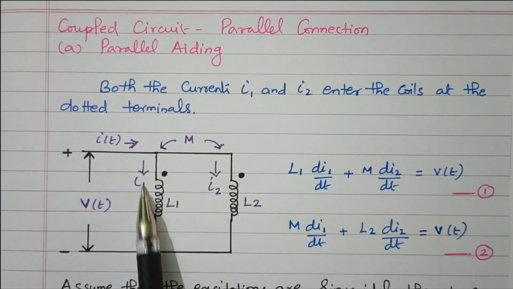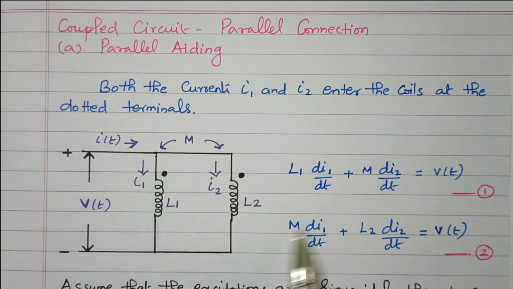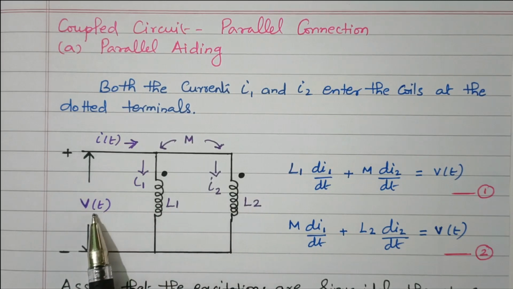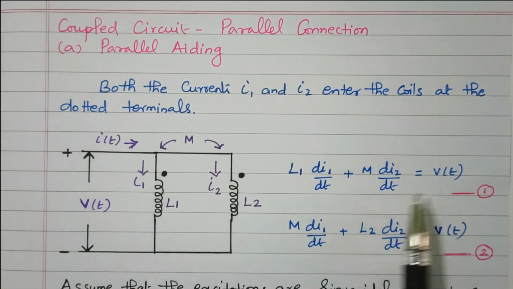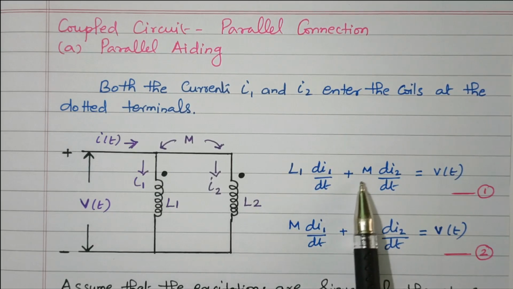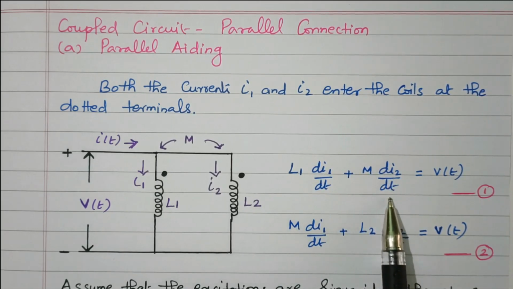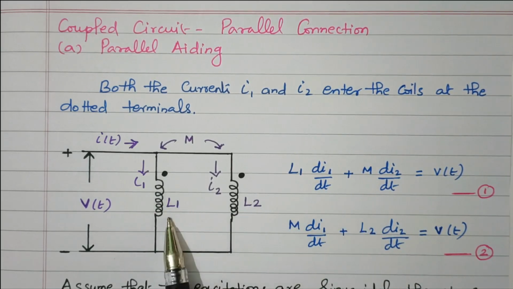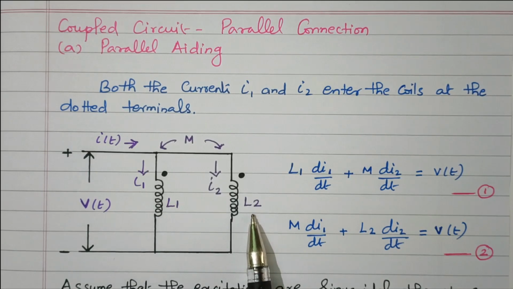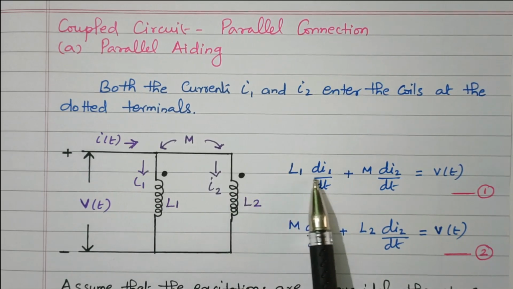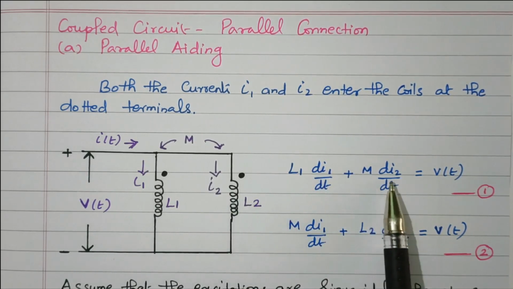So this is considered as L1 and this L2. The supply voltage V of t is applied to both L1 and L2, since they are connected in parallel. So the supply voltage V equals the inductive drop L1 di1 by dt plus M di2 by dt. The mutual inductance term in coil L1 is due to the second coil current I2. So for the inductive drop of L1 we use I1, and for mutual inductance we use I2.